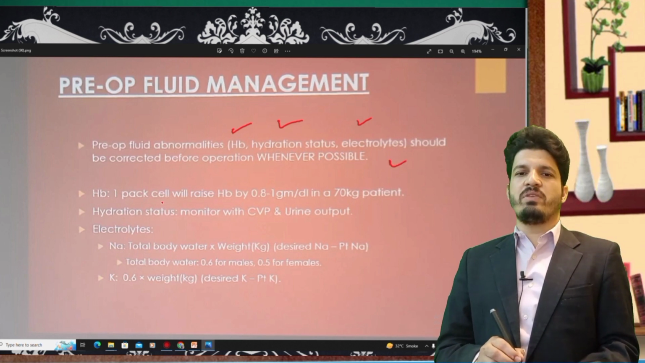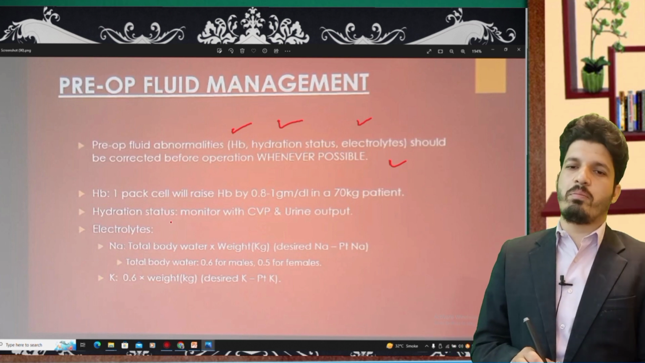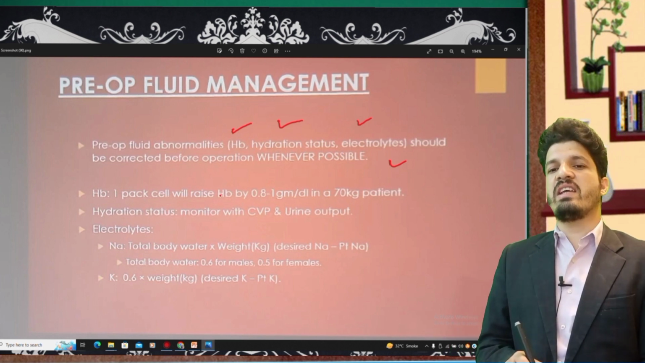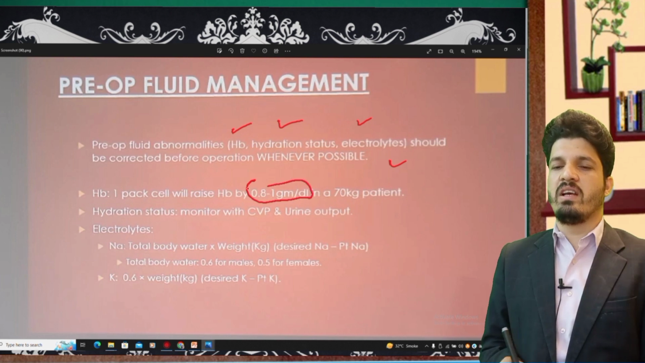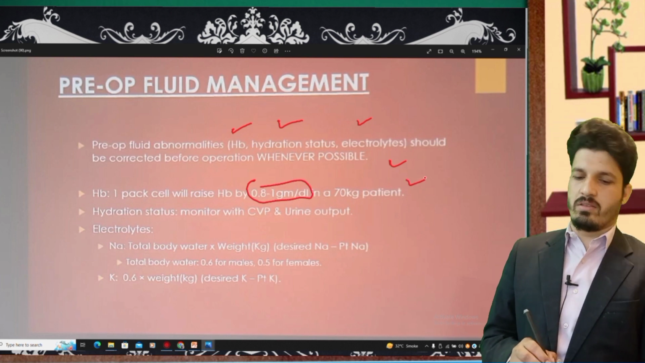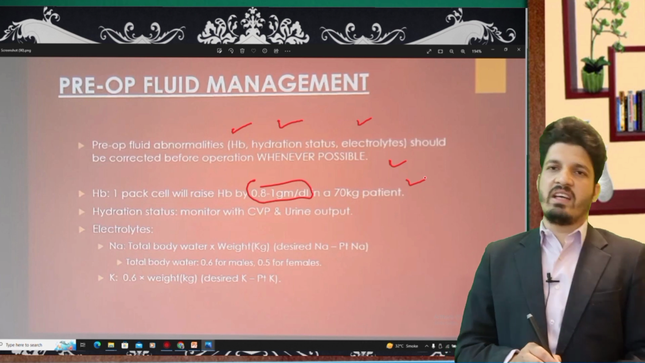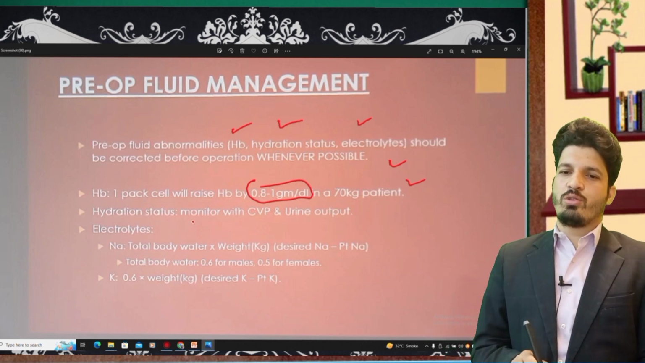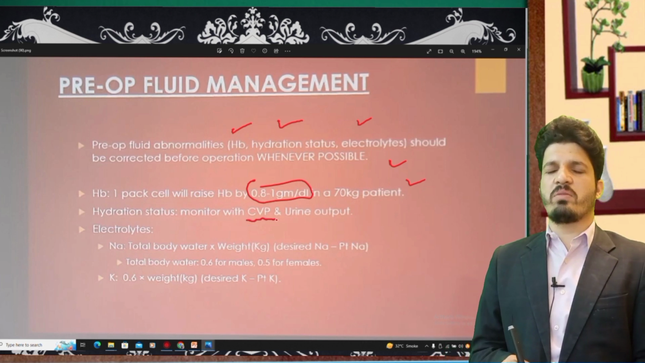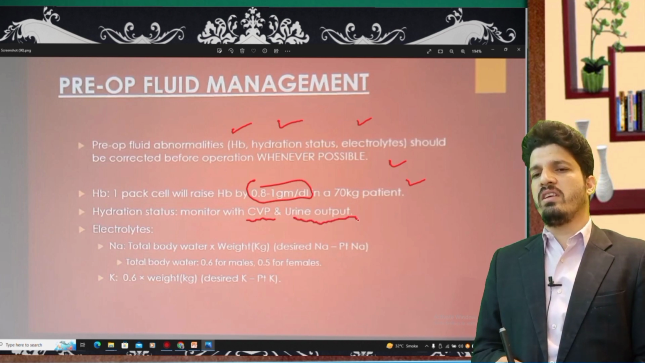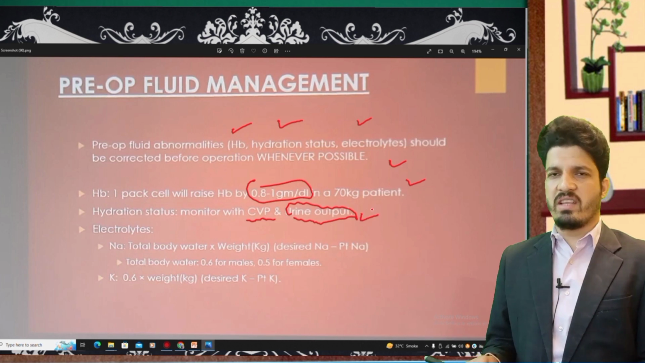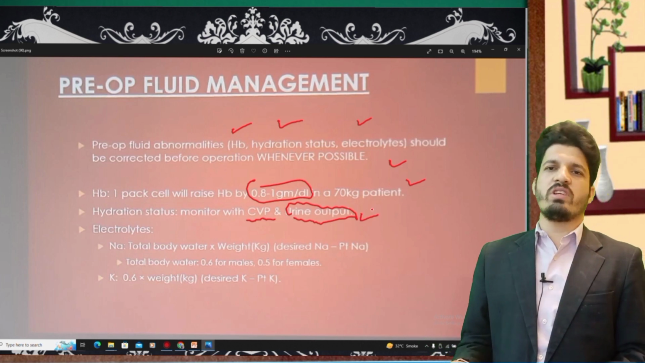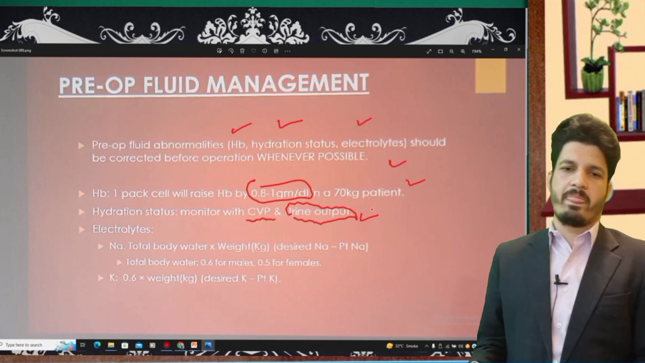And in case of the HB, if you are transfusing the packed cell, it will raise the HB by 0.8 to 1 gram per dL in a 70 kg patient. And the hydration status, you will monitor with the CVP. That's the accurate method. And another method is the urine output. You will put the Foley's catheter and you will monitor the urine output hourly.